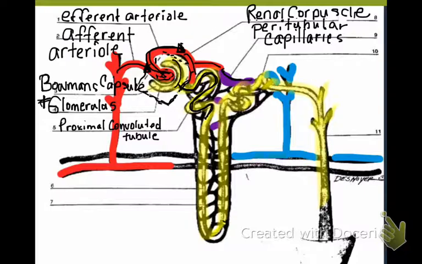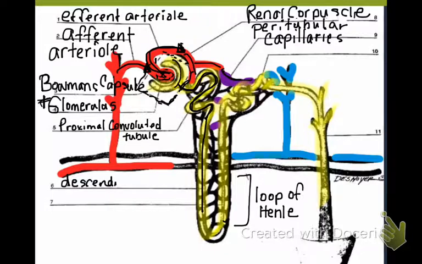So then we come down and we're going down this loop. This whole loop is called the loop of Henle. Okay, the whole loop. So the side that we come down is called the descending loop. And what do you think the other side is called? The ascending loop. And the whole structure collectively is called the loop of Henle.